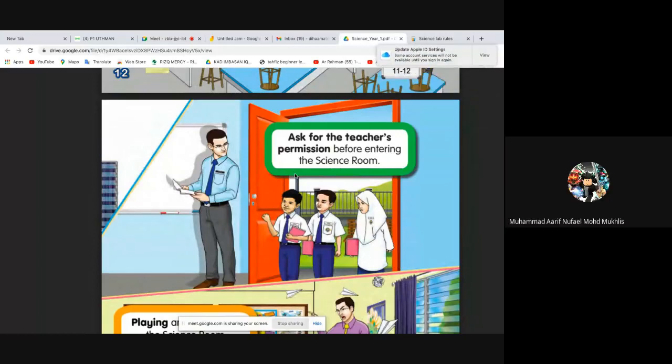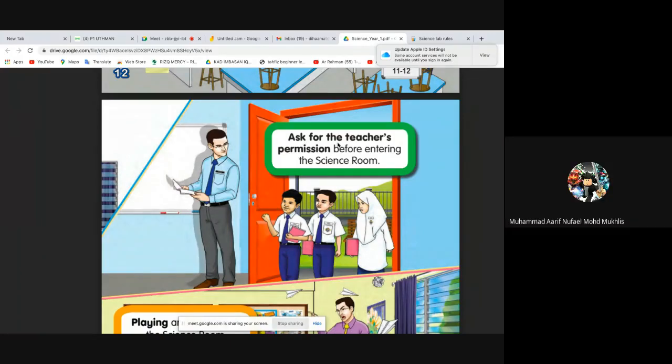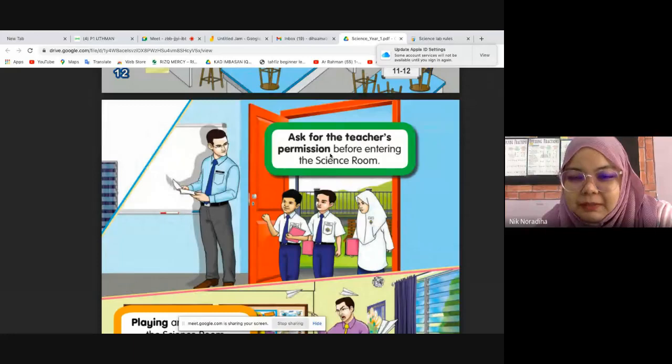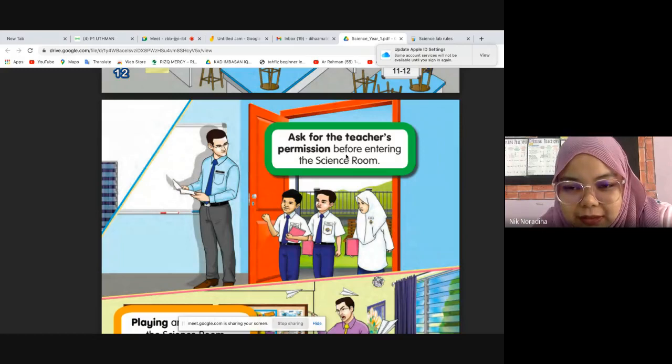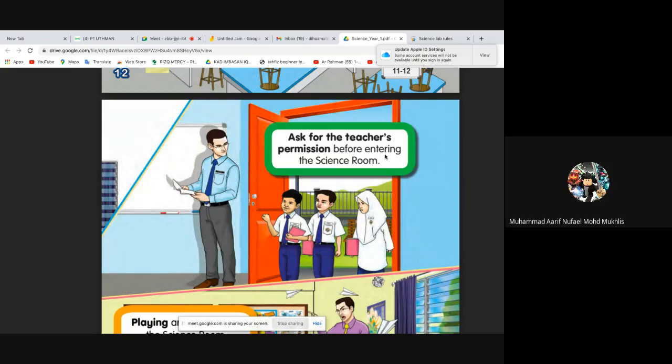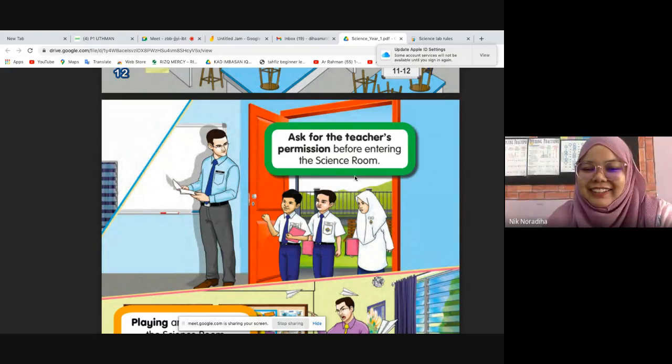Arif, can you read this one, Arif? Ask for teacher's permission. Permission. Okay. This one? Before entering the science room. Yes, good job. Room. Yes, thank you, Arif. Good job. Okay, so before you enter the science room, you have to ask.